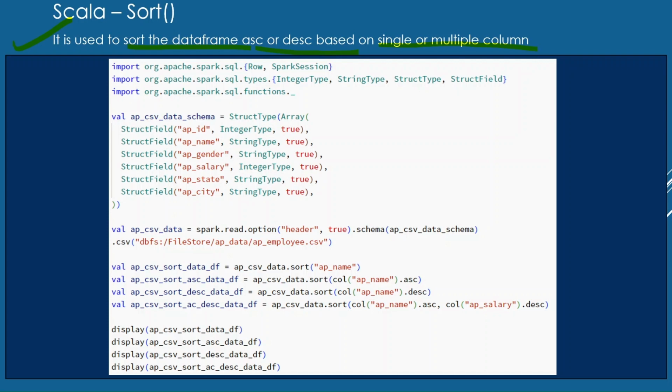Suppose you have a data frame and you want to sort it based on a particular column, for example, salary. With the help of the sort function, you can sort the data frame based on the salary column. It could be descending or ascending. And if you want, you can also sort the data frame on multiple columns. This exercise is all about the implementation of the sort function.